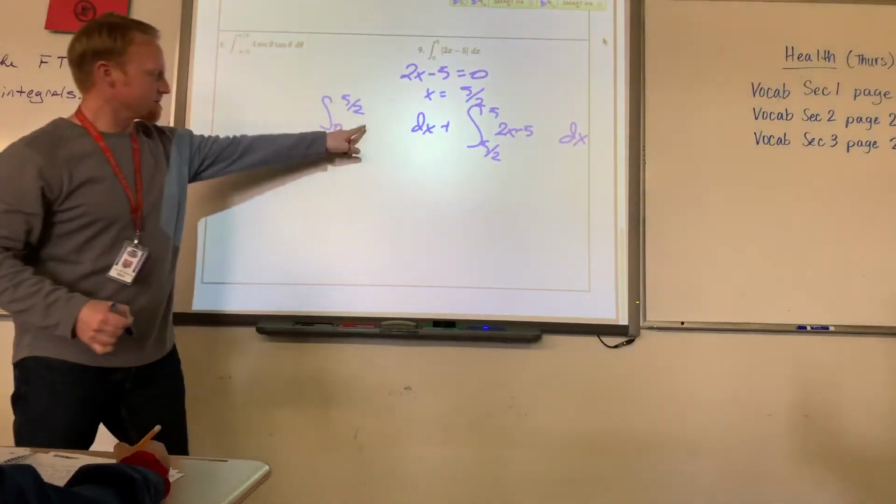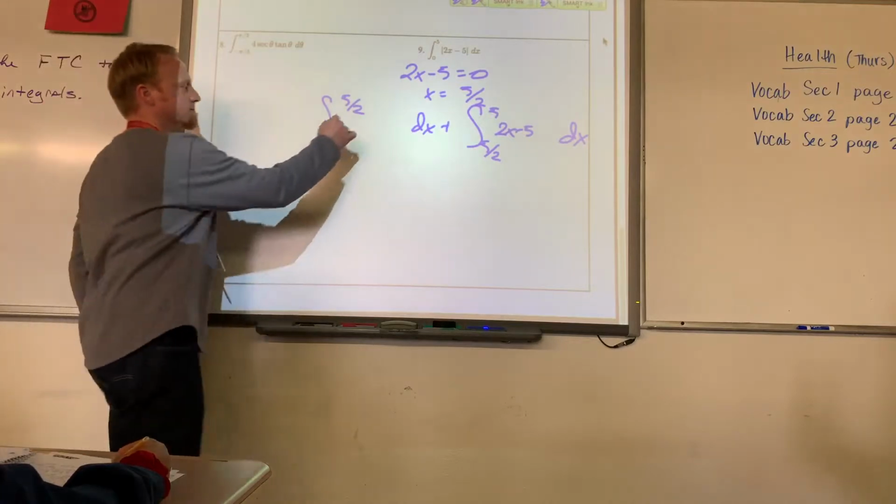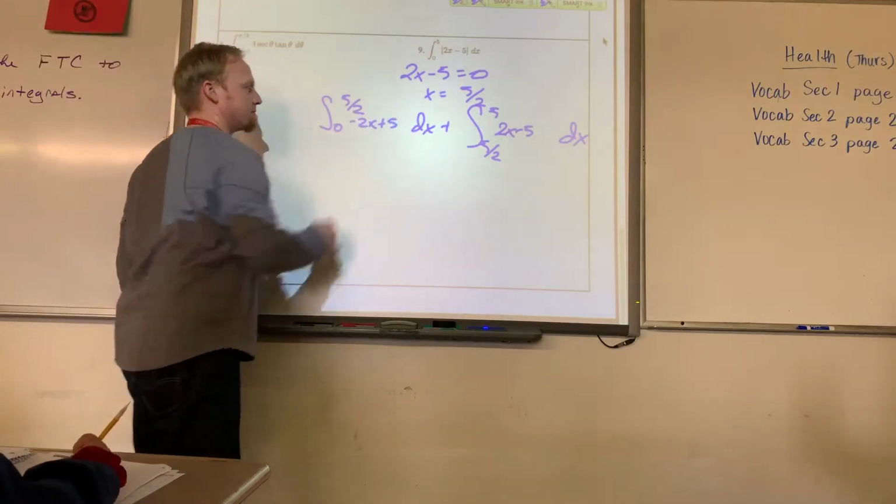that goes there, and John Ryan, what goes over here? Negative 2x plus 5. Perfect.